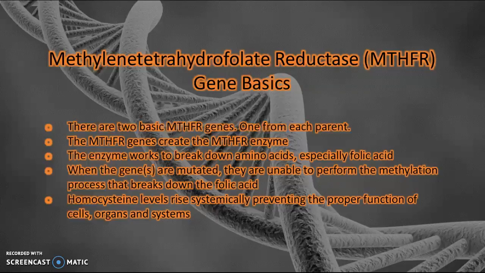Everybody has these two genes, and we all know how important folic acid is for our bodies to be able to function appropriately. When the genes are mutated, they are unable to perform the methylation process, which breaks down the folic acid. When the folic acid can't be broken down, it causes the homocysteine levels to rise systemically. It happens all over the body, and it prevents the proper function of the cells, organs, and the systems.